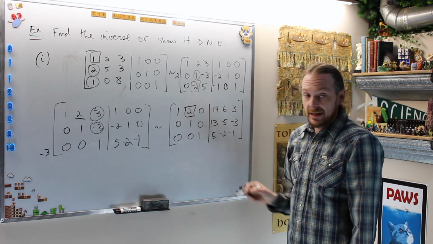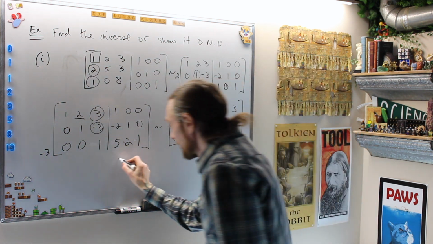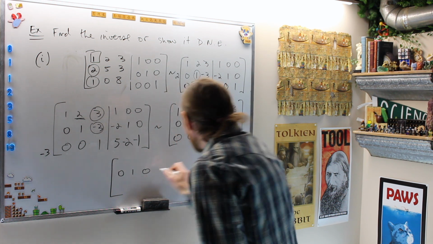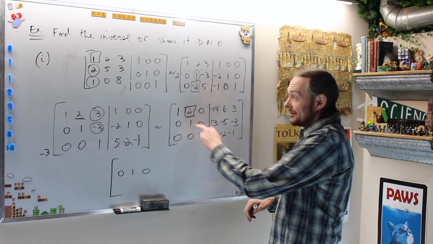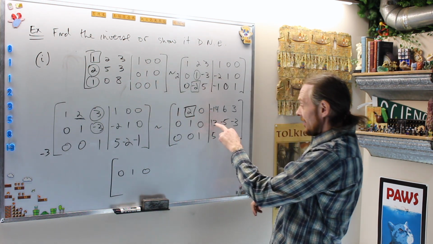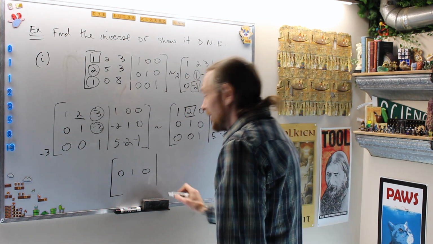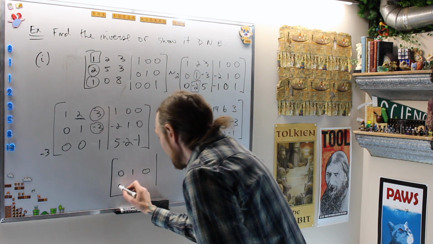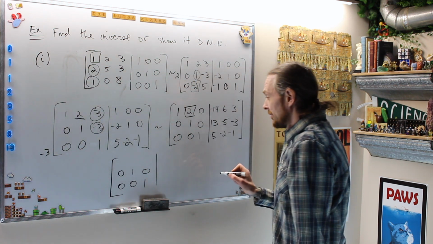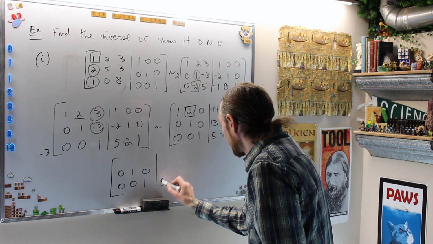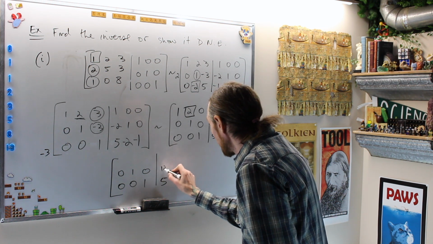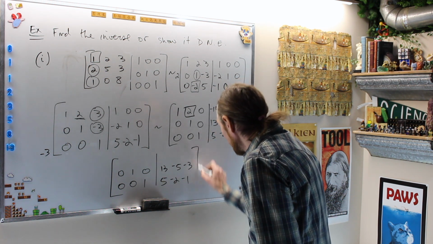And I want to get rid of this guy, and then we're done. That will give me 0, 1, 0. Also notice that this is now the second row of the identity matrix, so now this row is done, if we did it with no mistakes. Again, there could be mistakes, I don't know. 0, 0, 1. And then I'm doing 5, negative 2, negative 1, 13, negative 5, negative 3.